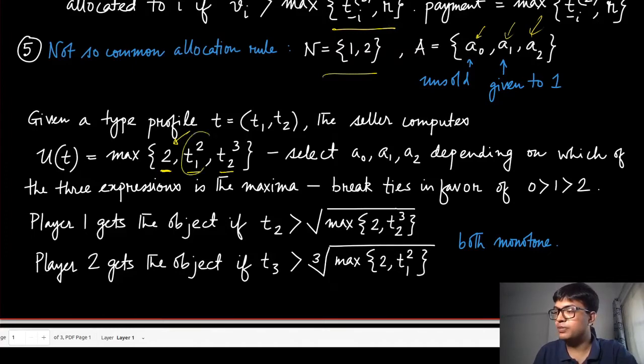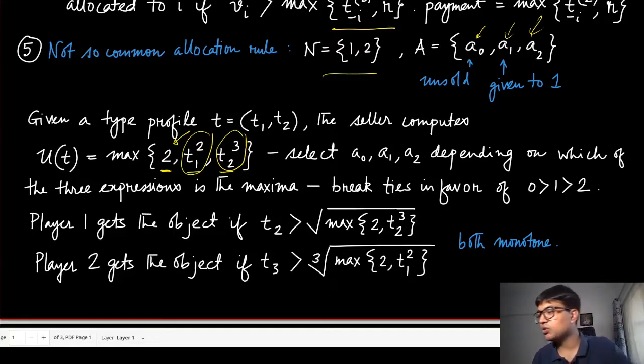If this happens to be the maximum, then it will give the object to player 1, and in this case it is going to give it to agent 2. This is a very strange mechanism, but what we are going to argue is that this allocation rule is monotone, and therefore you can design the corresponding payment formula, which will make sure that this mechanism is implementable in dominant strategies.